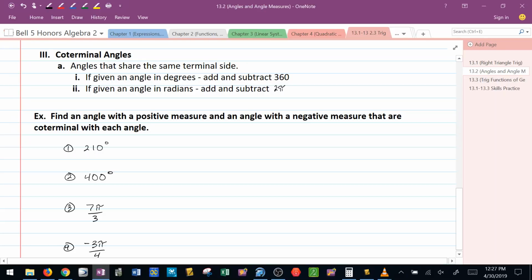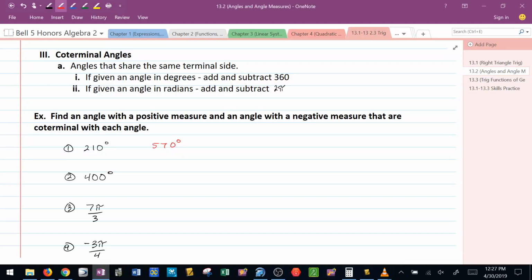So for example, it says here, find an angle with a positive measure and an angle with a negative measure that are coterminal with each angle. The first thing that I look at is I say to myself, for 210 degrees, is that in a unit circle? Yes. So I know in order to find another positive, I have to take 210 and add to that 360, which gives me a positive 570, has a same terminal side as 210 does. It's just I took an extra trip around the circle.